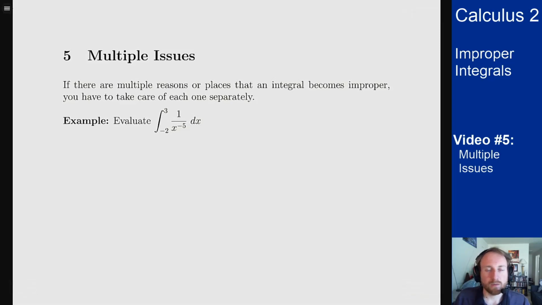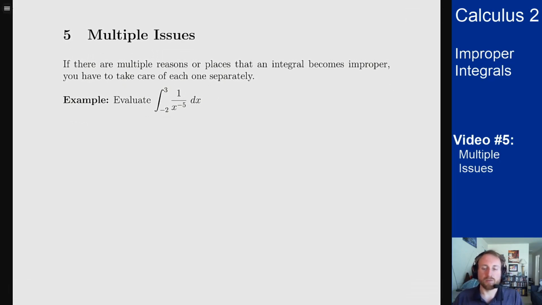In this video, we'll talk about what happens when you have multiple issues with an integral that cause it to become improper, and how you have to handle those sorts of situations. The main thing to realize for these sorts of problems is that if the integral becomes improper for multiple reasons, you have to handle each one separately. Right? You can't just group them all together and be done all at once. You have to handle each one independently and see how that causes the problem to work.